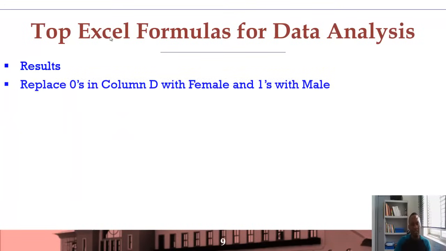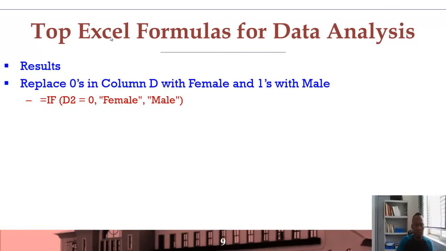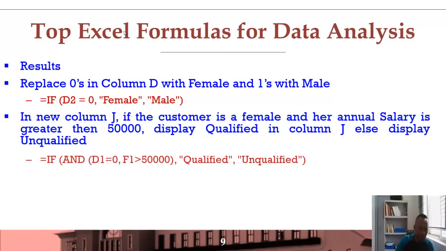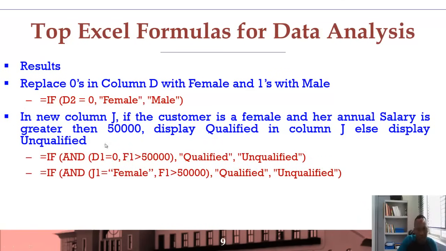So now what are our results? Replace zeros in column D. If D2 equals 0, display female, or else display male. Now, in new column J, if the customer is a female and the annual salary is greater than 50,000, display qualified in column J, else display unqualified. Now we can write it this way. Now take a look at these two results.